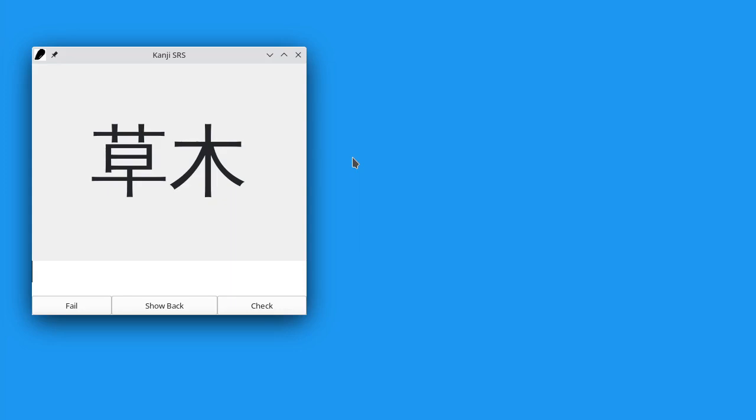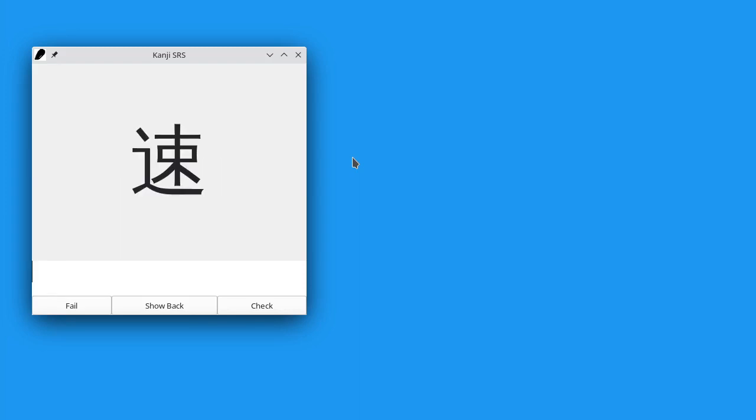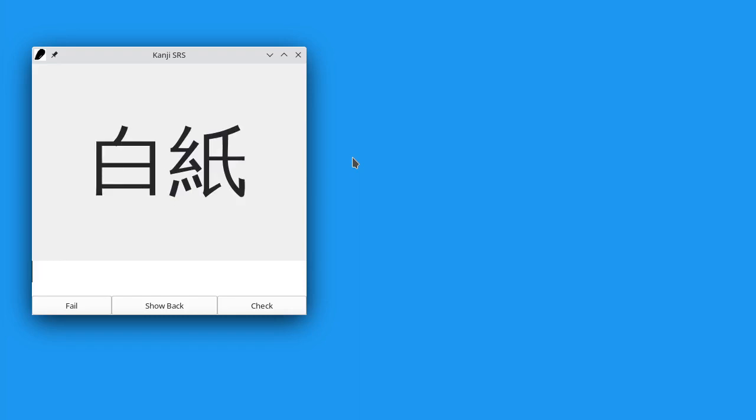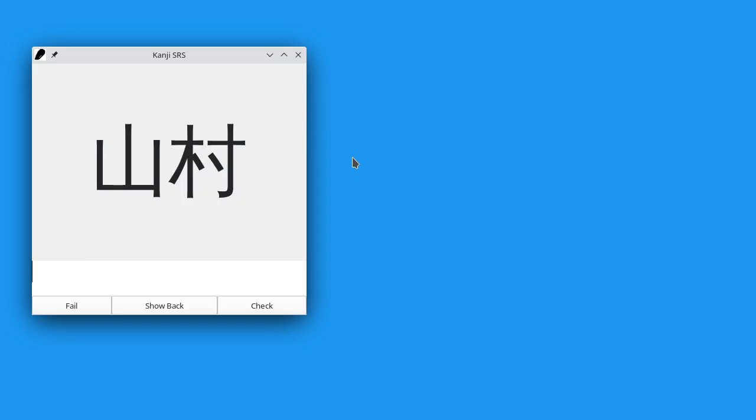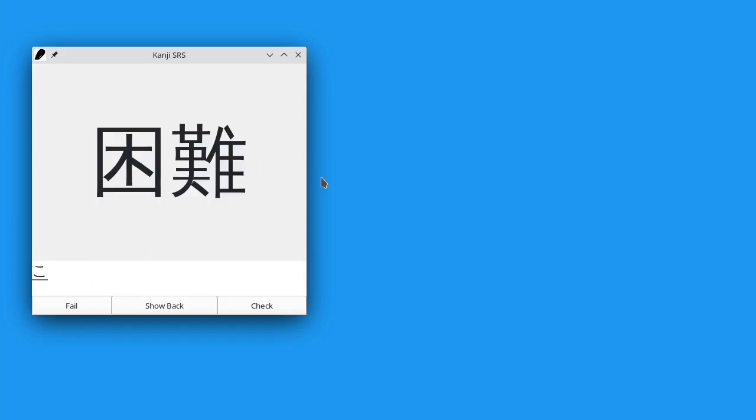Plant or vegetable. I know the right one is moku. Somoku. Plants, vegetation. This one I forget. Soku. And then this is haku, is the left one. And then shi is the right one, I think. Yeah, hakushi. So that is a blank piece of paper. Left one is mountain. And right one is town, so it's san. Nah, it's probably, yeah, Sansong. Kono? Kokan? It's probably wrong.